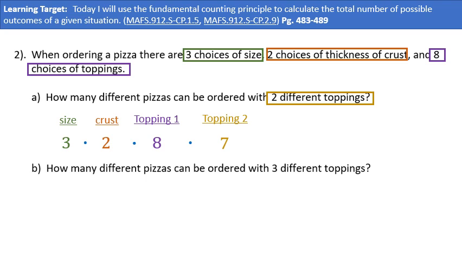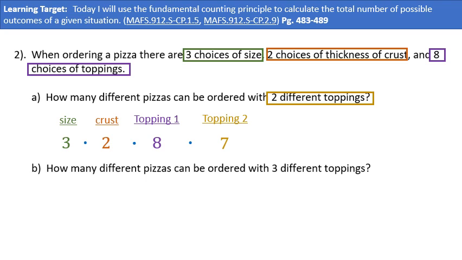So when we select our first topping, we have 8 different choices to choose from. But when we select the second topping, since we've already chosen one topping, we don't have 8 choices anymore because we can't choose that same topping again. It has to be a different topping. So now we only have 7 possible choices for our second topping. Does that make sense?